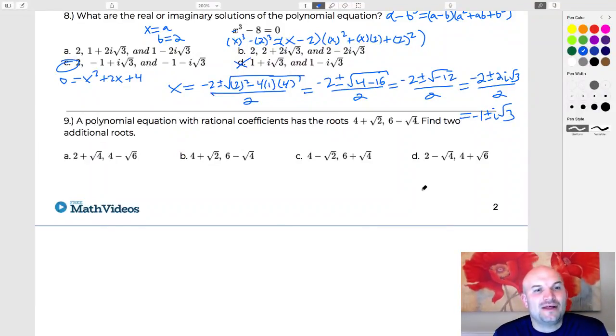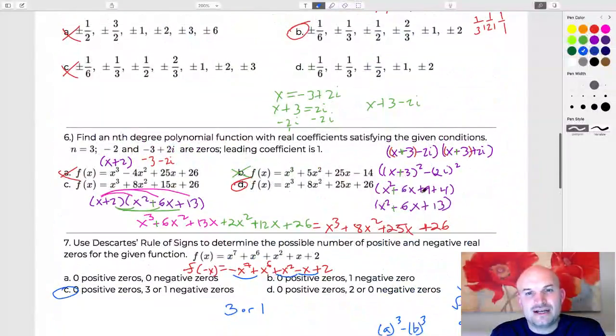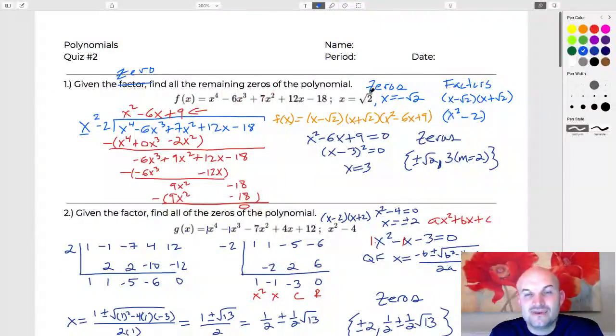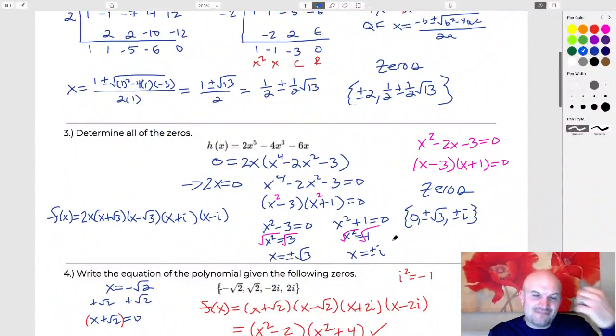All right, last one. A polynomial equation with rational coefficients has the roots 4 plus 2i, 4 plus square root of 2, and 6 minus square root of 4. Find the additional roots. So this kind of goes back to this one, guys. Way back in the front, we were given the zeros. Remember, this conjugate exists, this irrational conjugate. If we have square root of 2, we have negative square root of 2. If we have i, we're going to have negative i. Notice these.